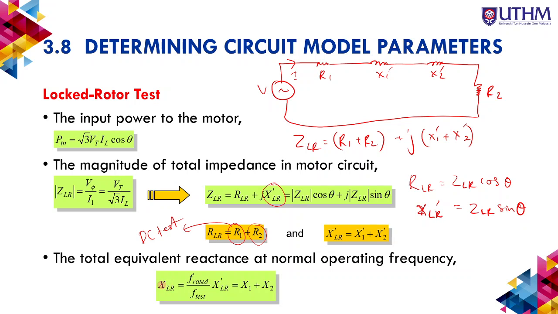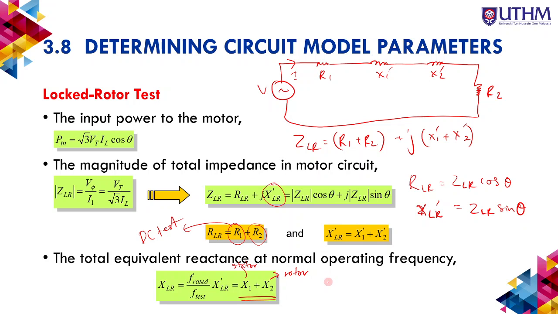To convert it, the XLR is equal to F rated divided by F test, multiplied by the X prime LR. Then it will be equivalent to X1 plus X2. Unfortunately there is no simple way to separate between these two, to separate the contribution of the stator and rotor reactance. So this is the stator reactance, and this is the rotor reactance.